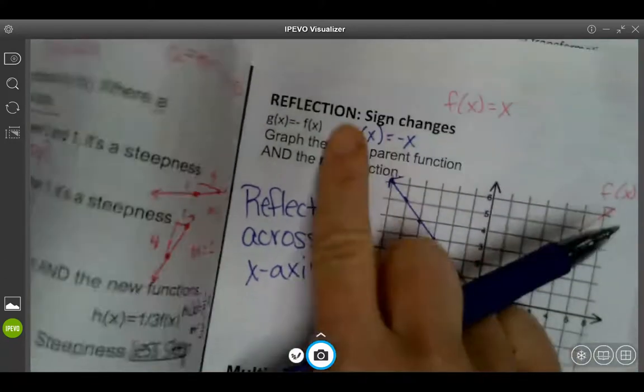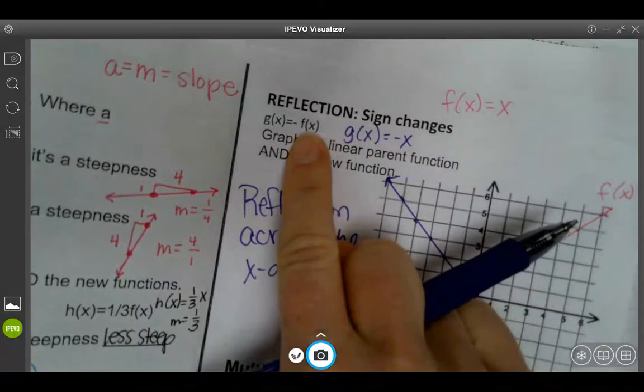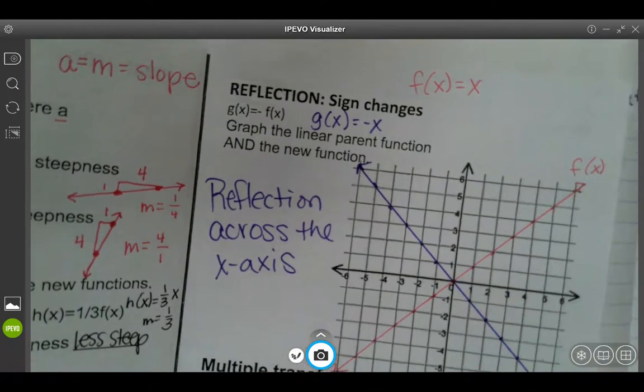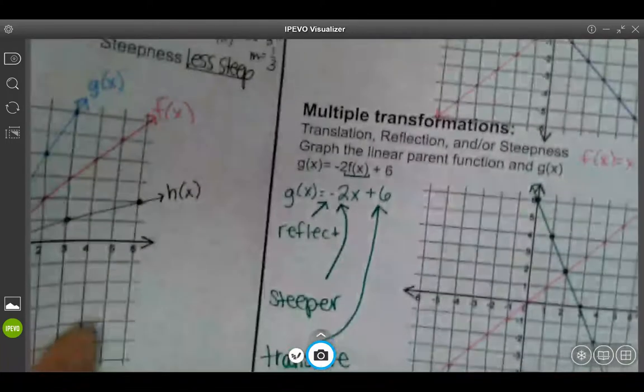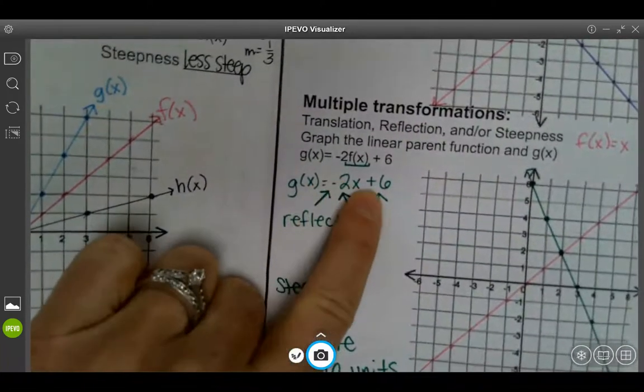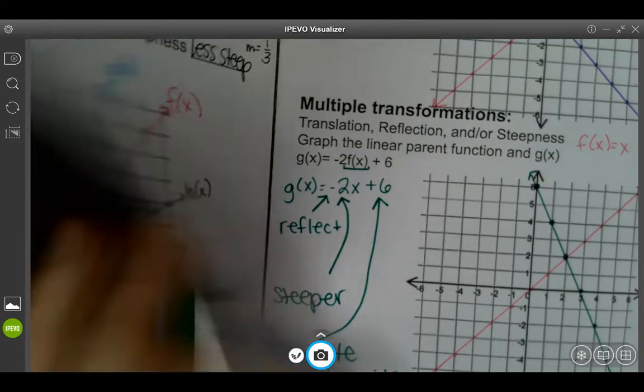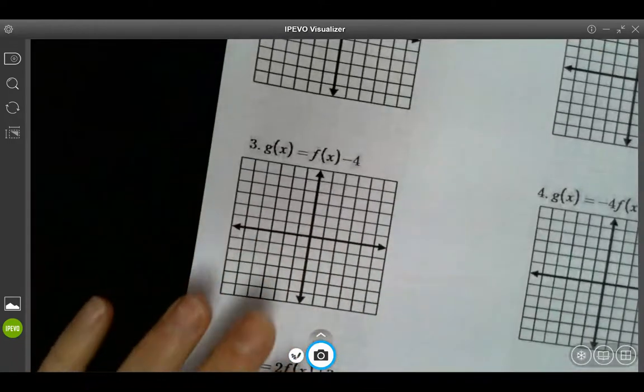Reflection is whenever you have a negative in front of the f of x, it's going to change from a positive slope to a negative slope. Then you could have multiple transformations where every part of it causes some kind of change, whether it's reflect, steepness change, or a translate. So look at your assignment for today.